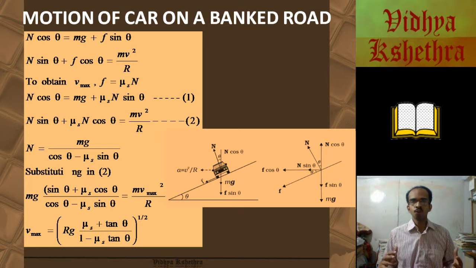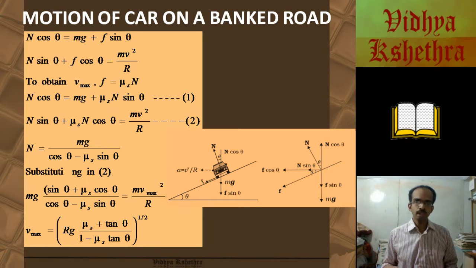So in order to obtain V max, which is the maximum velocity with which the car can traverse the banked road, we can substitute the value of force of friction as mu s N, where mu s is the coefficient of static friction and N is the normal reaction. Now substituting in both the above equations, we get N cos theta is equal to mg plus mu s N sin theta, and N sin theta plus mu s N cos theta is equal to mv square by r.